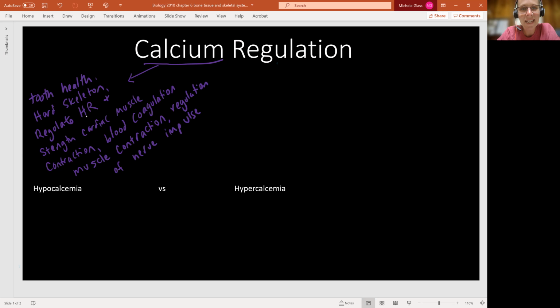So two major ones that we'll talk about this semester are the roles of calcium in skeletal muscle contraction and the role of calcium in the regulation of nerve impulse. When we get into the cardiovascular system, then we'll talk about calcium's role in regulating heart rate and strength of cardiac muscle contraction. We'll see its role in blood clot formation. And then, of course, in this chapter, we've talked about calcium's job in making our skeleton hard. So we'll see all of that.